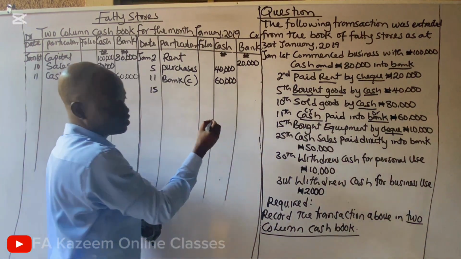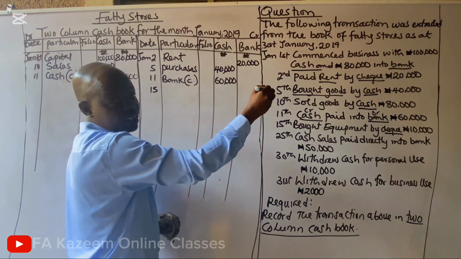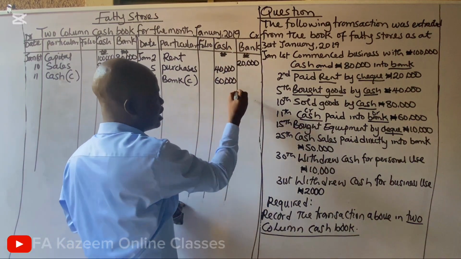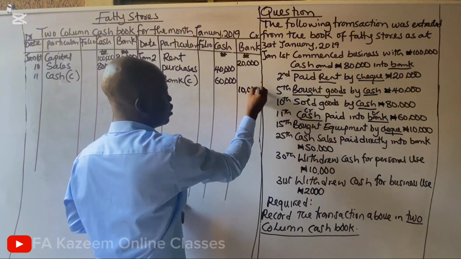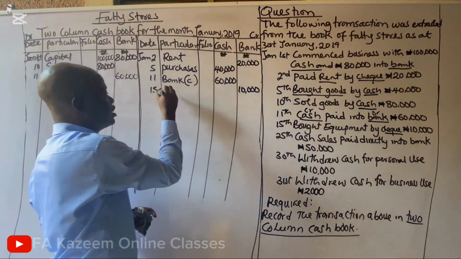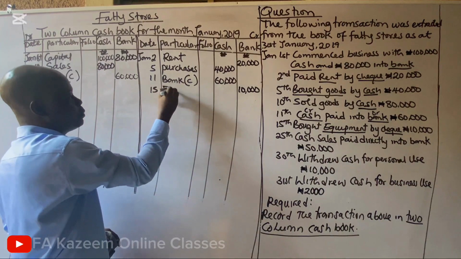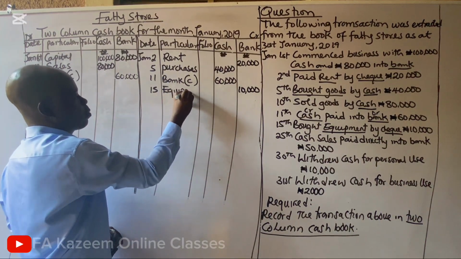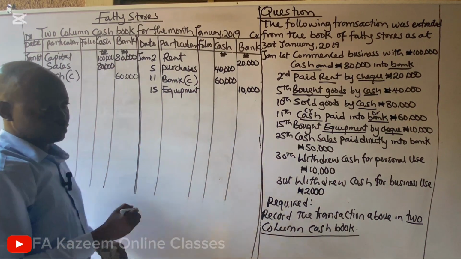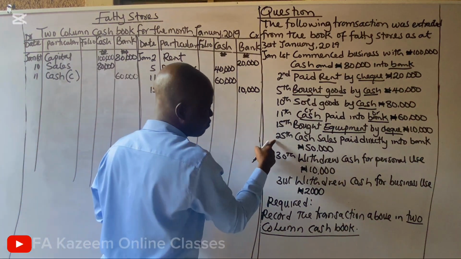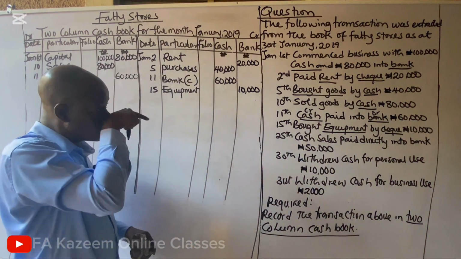Now, there's a payment for equipment through check, meaning they are paying now through their what? Bank. You are going to credit that. How much? 10,000. What did they pay for through bank is the particular. The particular is what they paid for, and the particular will be equipment.